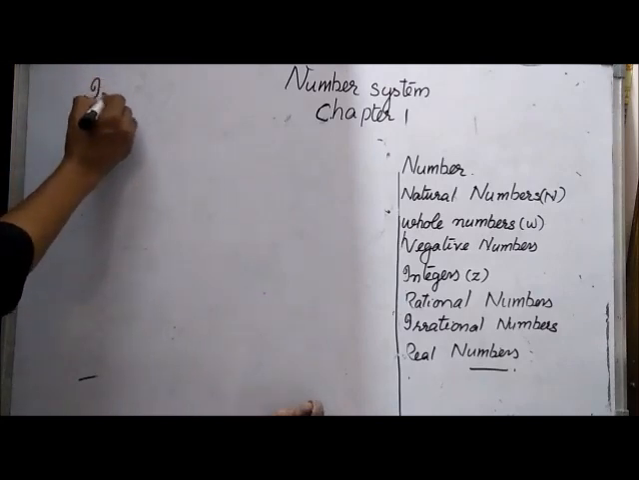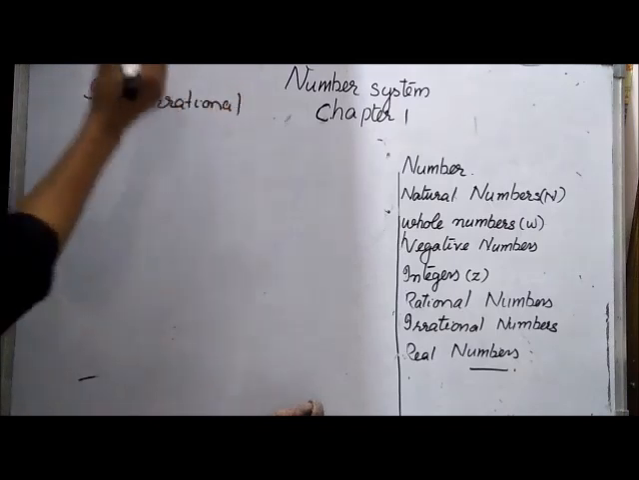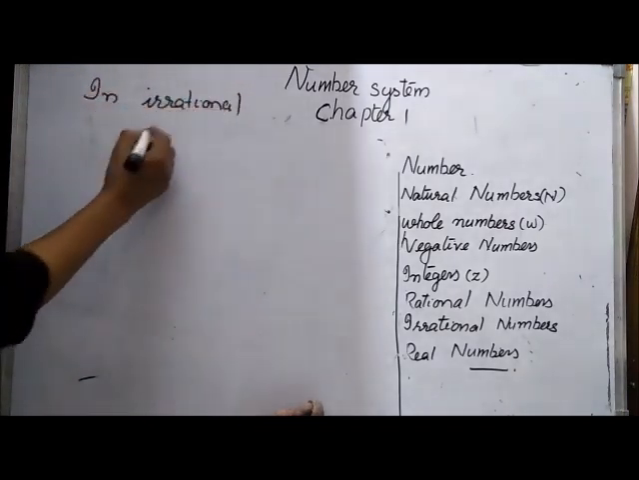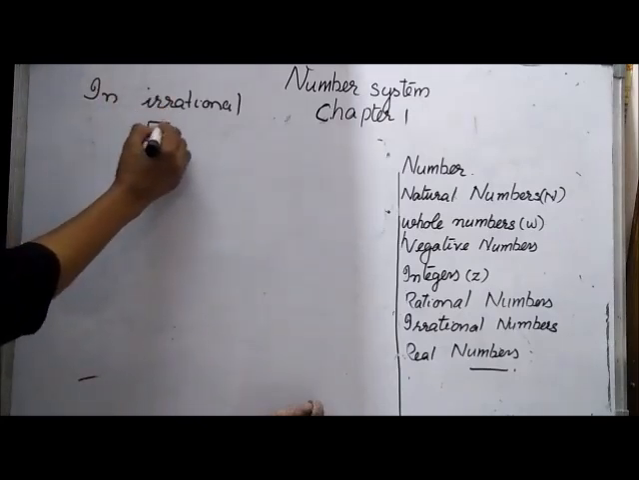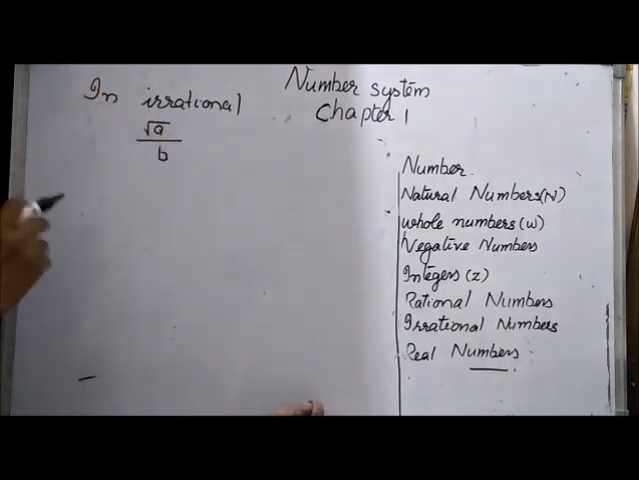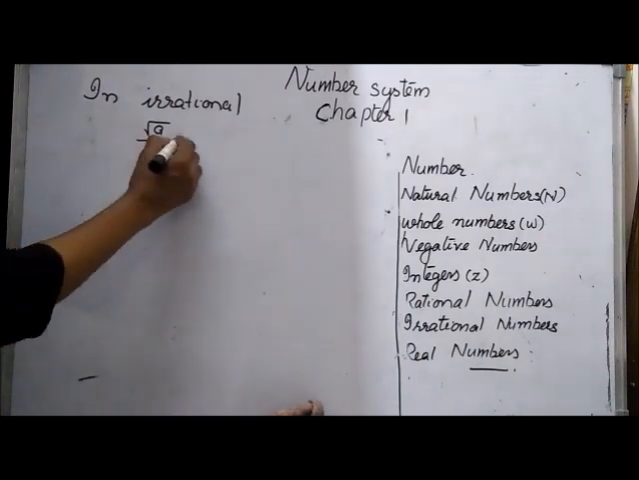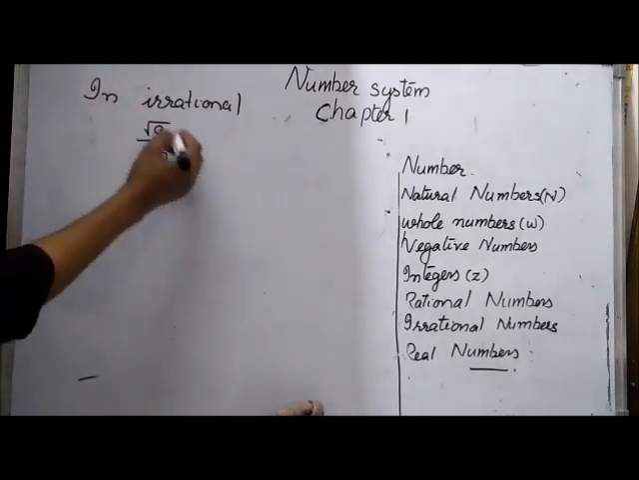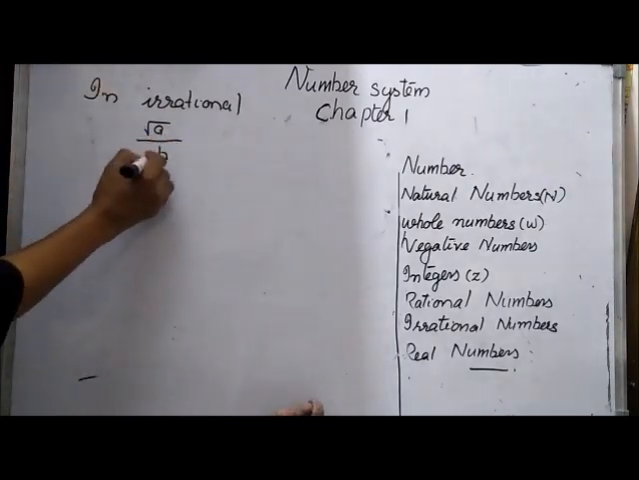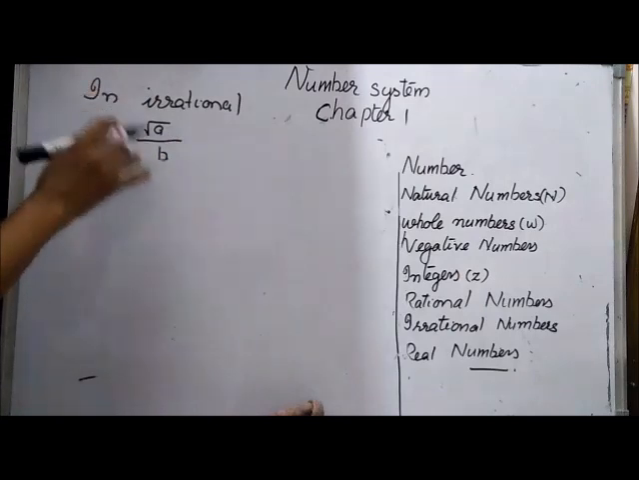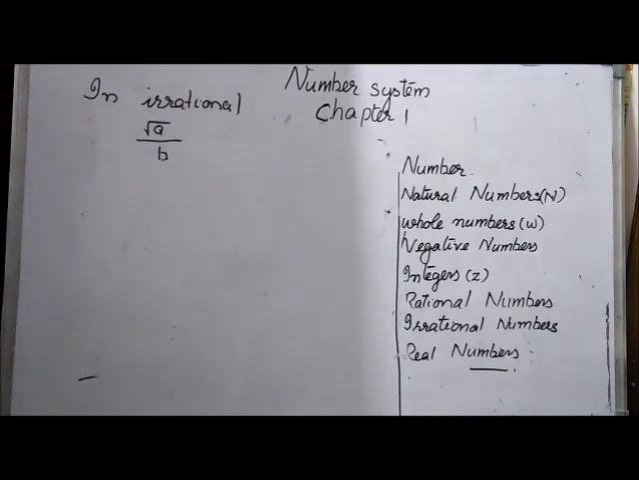In irrational numbers, the standard form of an irrational number is always that the surd should be in the numerator only, not in the denominator. If it comes in the denominator, we rationalize that denominator. That means using some property here, we will make that root in the denominator disappear. So, how will we do it? That is simplifying the irrational number.